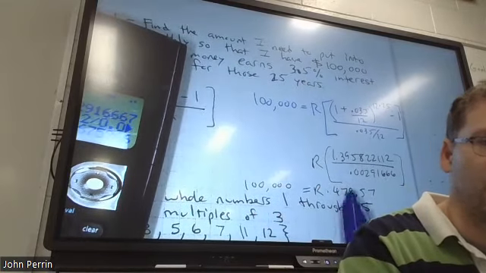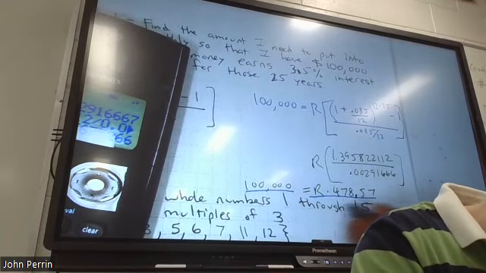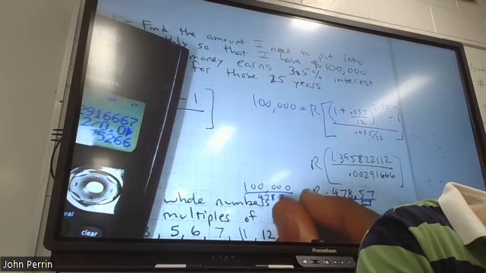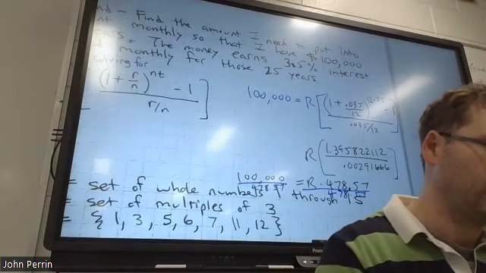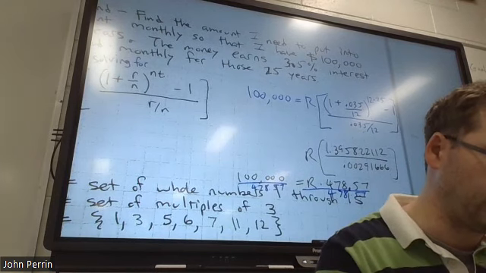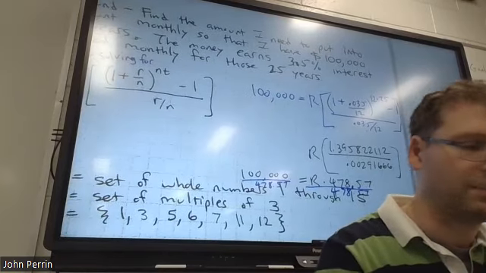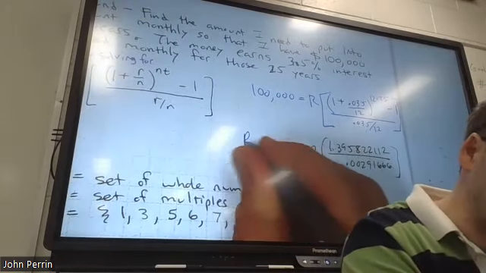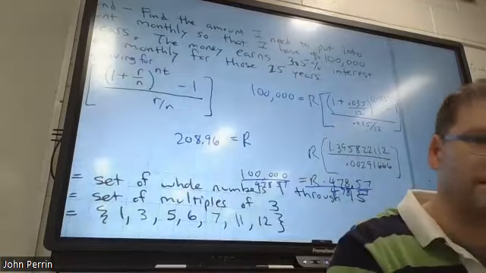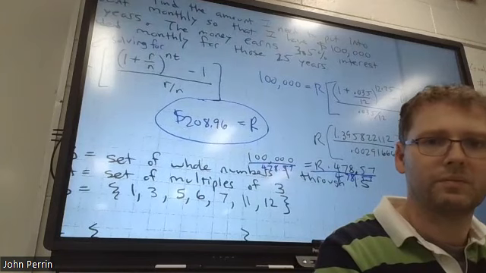Last step is to solve for R. I'm out of room on my paper, but I'm going to divide both sides by 478.57. So on my calculator, 100,000 divided by 478.57. I should have carried more decimals, but we're carrying just 2 decimals. It looks like my monthly payment is $208.96. So about $209 to answer that question.